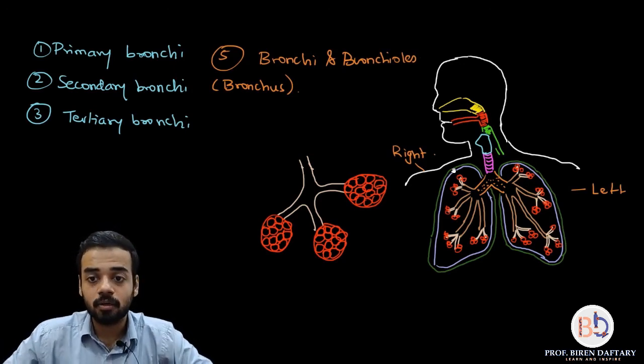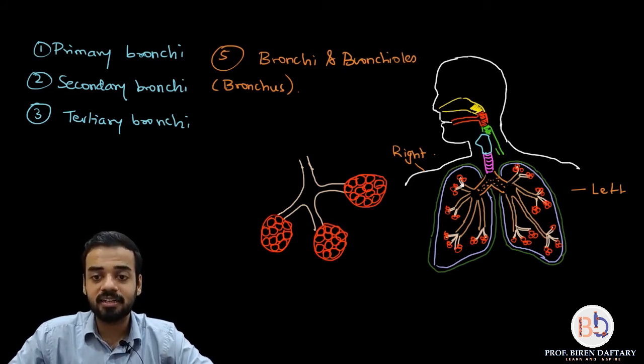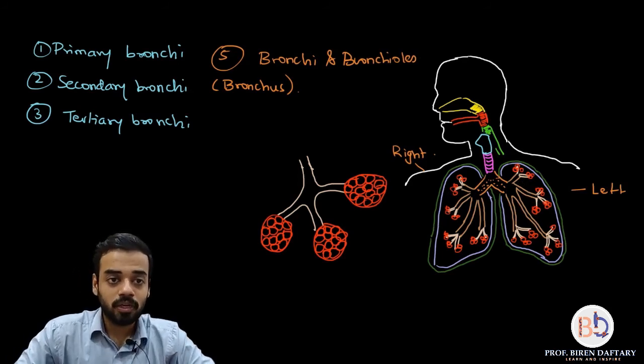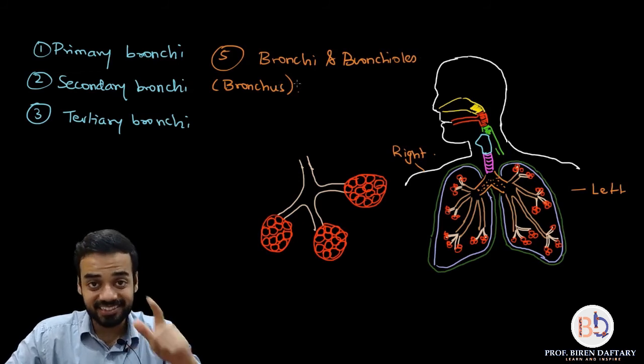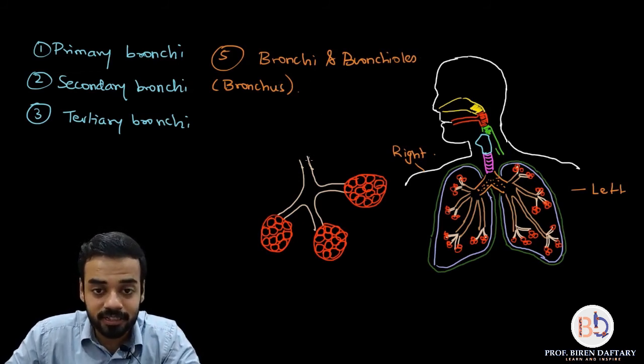Is this clear? Primary bronchi, is that clear? Secondary bronchi, is that clear? Tertiary bronchi, is that clear? Now, tertiary bronchi are also further divided. See, the division doesn't end over here. So just see this diagram now. Now let us take this diagram.